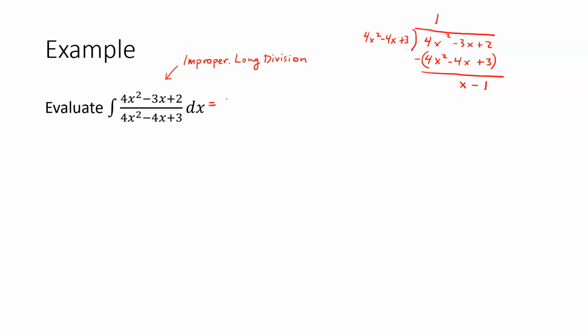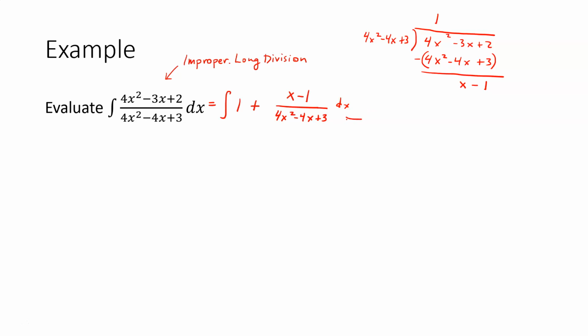So therefore this integral becomes 1 plus the remainder, x minus 1, over the divisor, 4x squared minus 4x plus 3. Okay. Notice I don't need to do partial fractions here because it's just one fraction that's already in its factored form. In other words, this is not going to factor any further. 4x squared minus 4x plus 3 is irreducible.